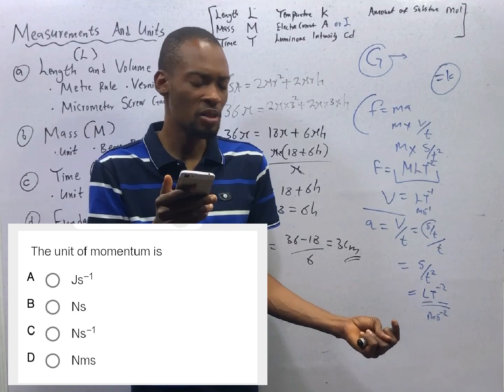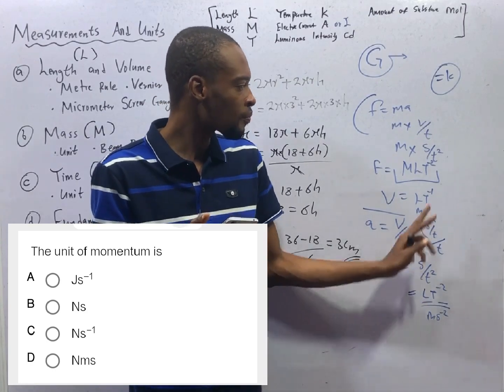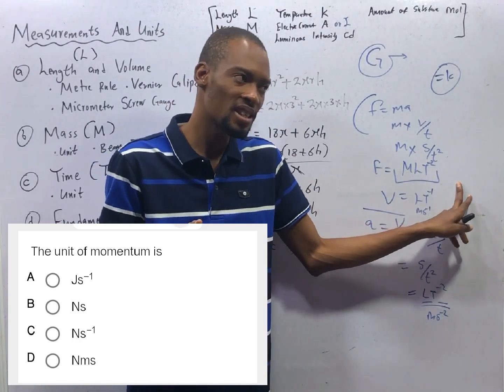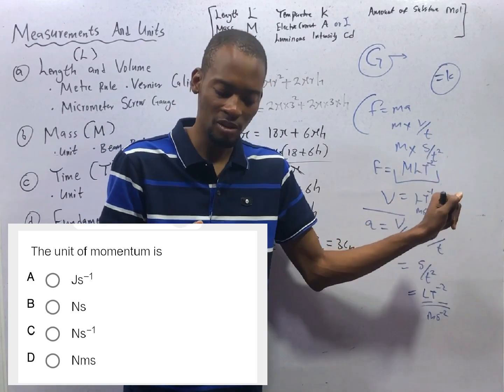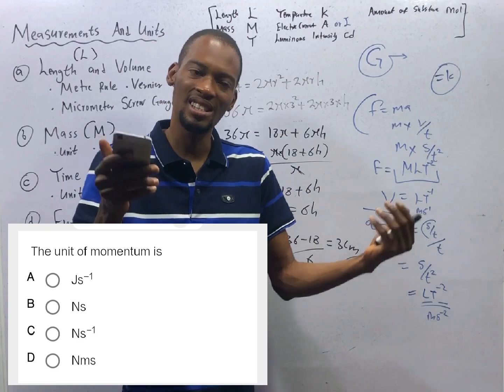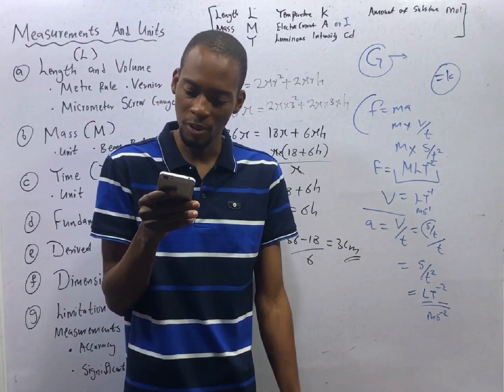And kilogram meter per second is the same thing as Newton seconds. Newton is kilogram meter per second squared. Kilogram meter per second squared times seconds will give you kilogram meter per second, which means kilogram meter per second is the same thing as Newton times second. Option B is the correct option.